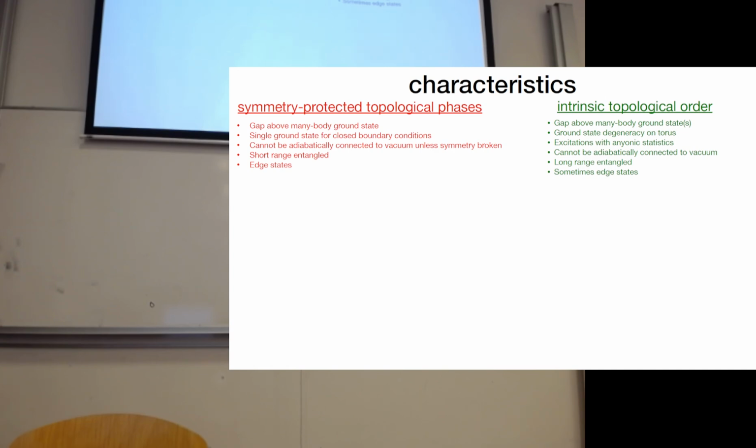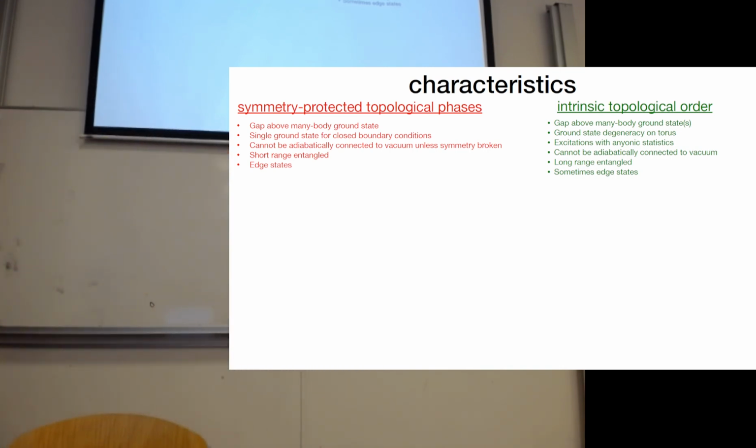In either of these two cases, we have a many-body ground state which has a gap to the first excitation. There are in principle generalizations from these ideas to gapless phases, but generally what we discussed here were gapped phases. Then in the symmetry-protected topological phases, we have a single ground state for closed boundary conditions. We saw this, for example, for the AKLT chain. We will get there again in a second.